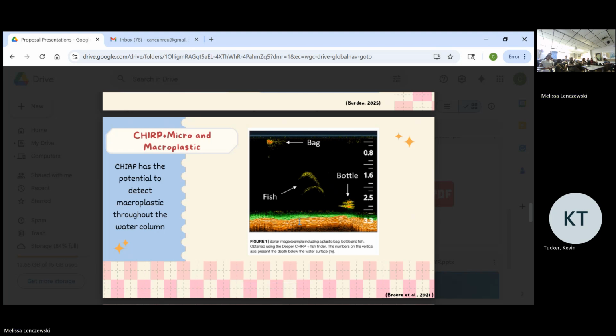So Bohr et al. was able to establish that CHIRP sonar technology has the potential to detect macroplastics in the water column. However, it had a lot of limitations to its study, right? They didn't look at raw data because they couldn't figure out how to get it off the CHIRP, so they were just analyzing these pictures here. We actually contacted the company before, and they figured out a way to get that raw data off of the CHIRP. So that's one way that we're going to work to try and fill this gap that they had.